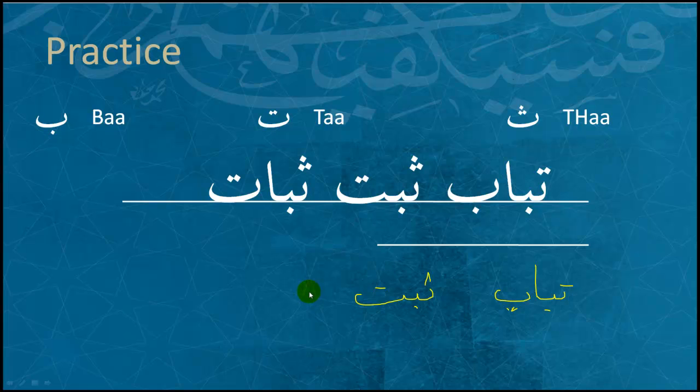And then this word is thabat. Thabata and thabat have similar base letters. They have the same base letters, so their basic meaning is the same thing. It has to do with being established, being firm.